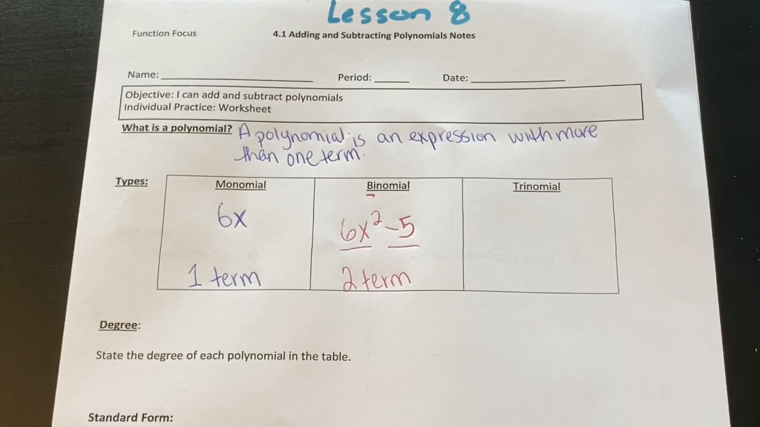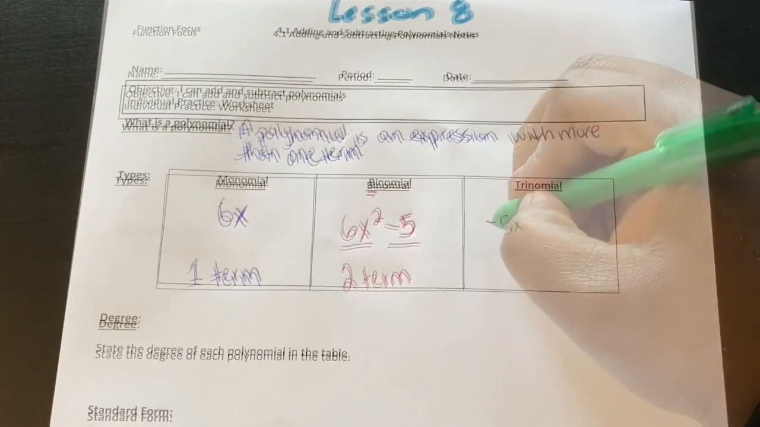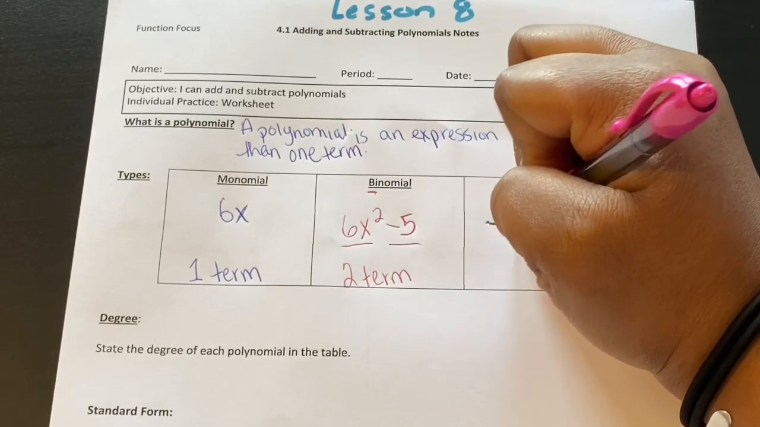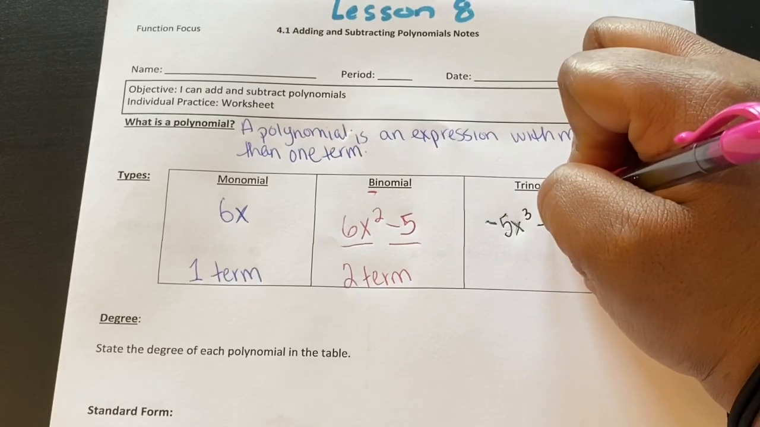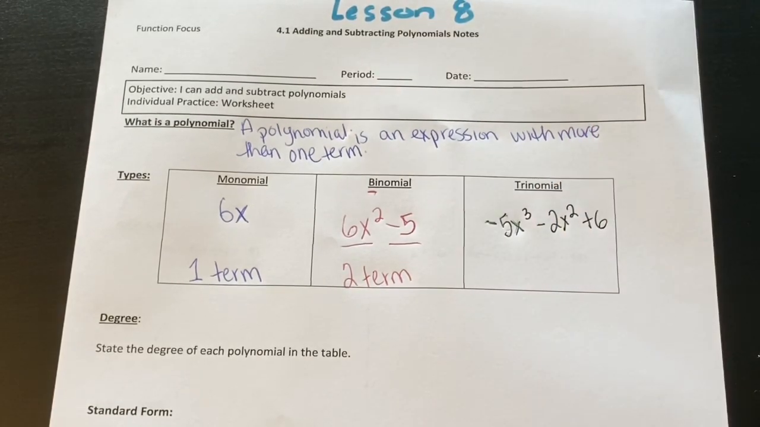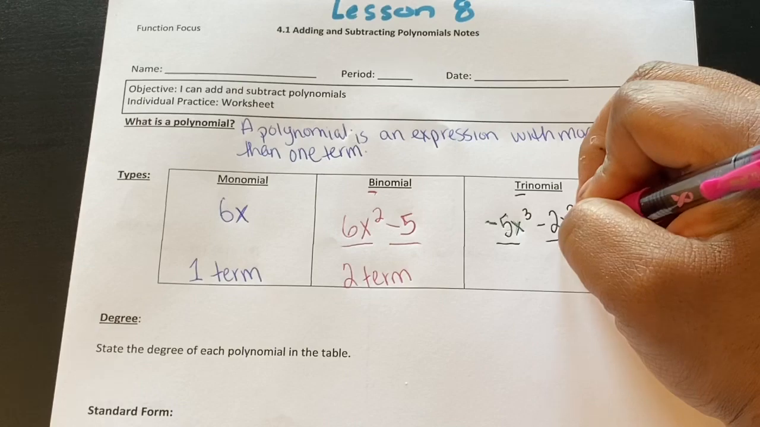And last but not least, we have a trinomial. An example of a trinomial would be negative 5x cubed minus 2x squared plus 6. And again, if you look at the word trinomial, tri means 3. So it has 3 terms.